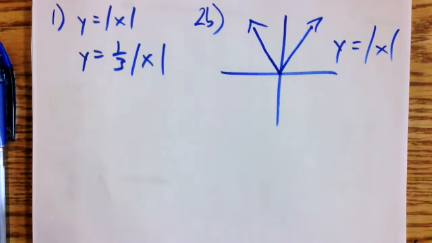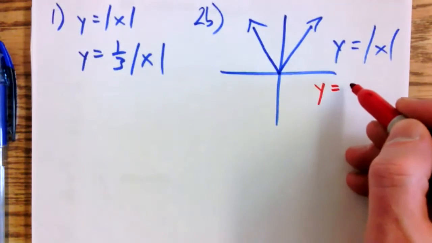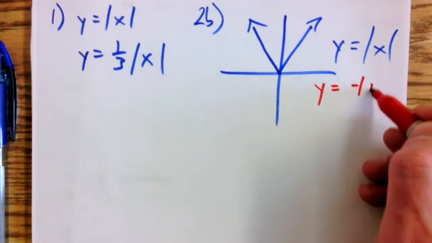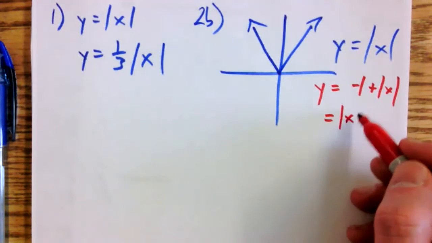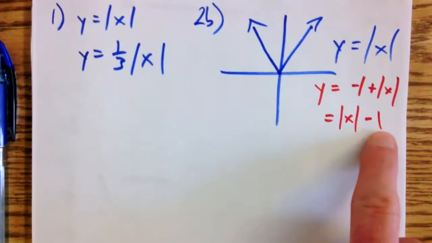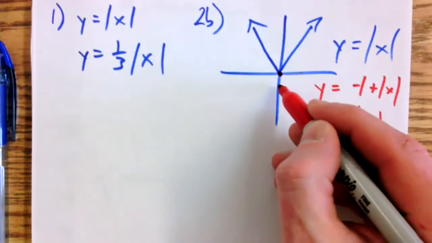It wants us to do, which one is this, 3b? It has it written as y equals -1 plus absolute value of x. You could also write it this way if it makes you feel better. Absolute value of x -1 just means the whole thing goes down 1. That's it. So this is at the origin, goes down 1.